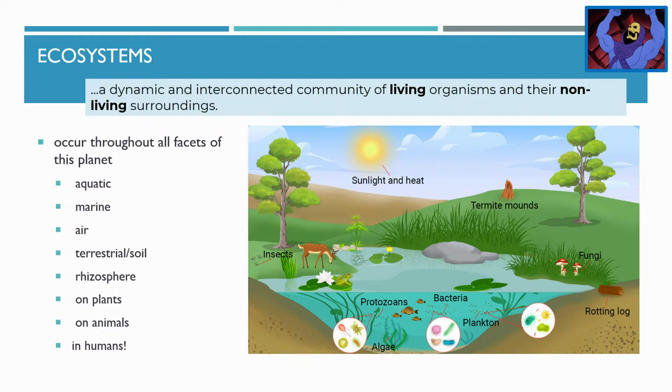And so the key part is that it includes those non-living surroundings. Those non-living surroundings can be temperature, humidity, pressure, pH. And so this classroom is an ecosystem of its own. And so it occurs throughout all facets of this planet and all these different environments.